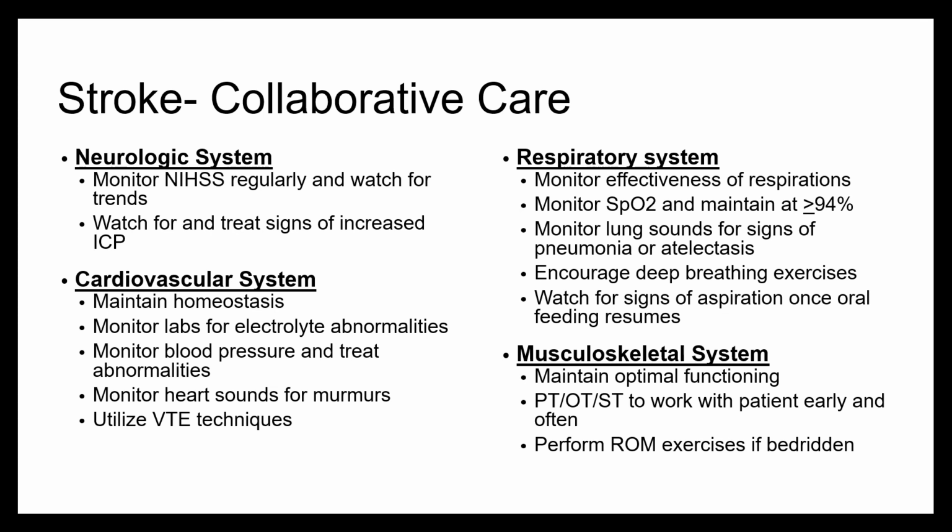In regards to the musculoskeletal system, our goal certainly here is going to be to maintain optimal functioning. If the patient's able to understand communication, we want to teach them active range of motion exercises for any voluntary movement that they are capable of doing in the affected extremity. For patients with hemiplegia, passive range of motion exercises should be done several times a day. The patient should also be working with physical therapy, occupational therapy, and speech therapy early on and often throughout their recovery phase. And again, they need to be performing the active range of motion exercises or we need to be doing passive range of motion for them on a routine basis.